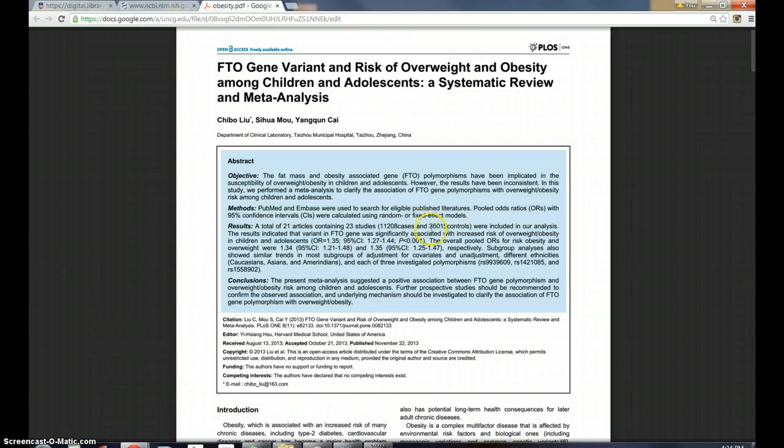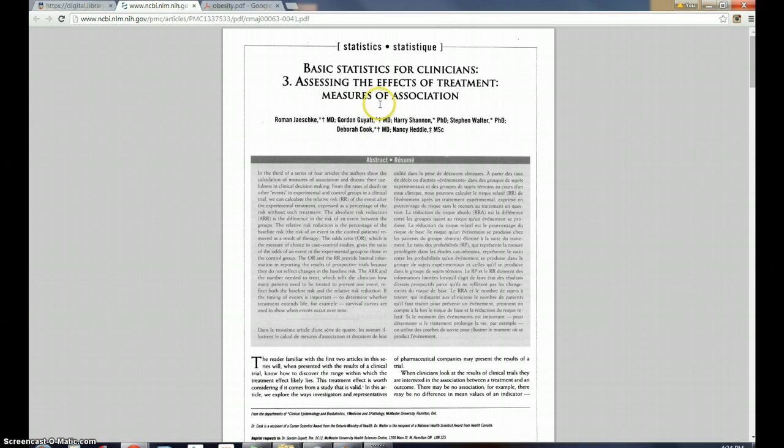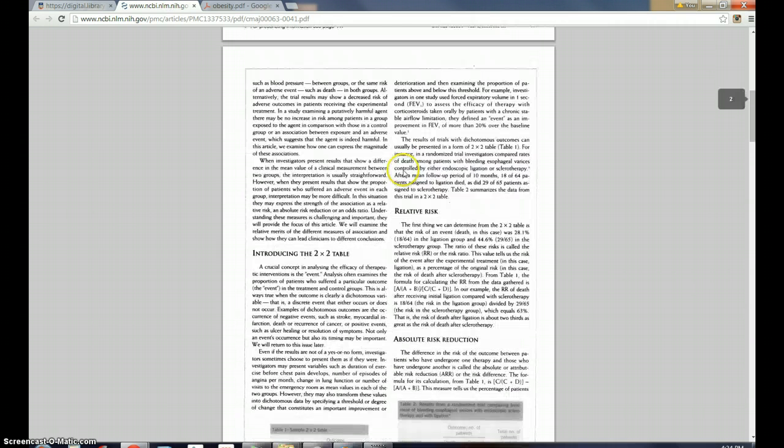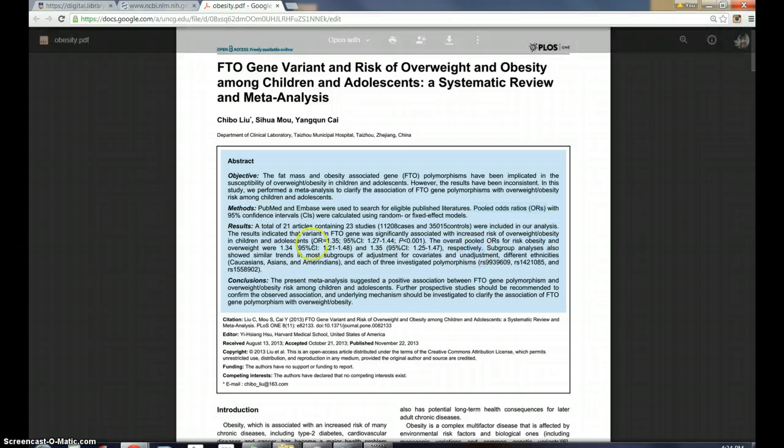Now, as I'm going through the abstract, the first thing I notice is that they're talking about pooled odds ratios. You can see that highlighted right here. Now, if you remember one of the readings from a previous unit, we talked about basic statistics for clinicians, and you're going to notice that relative risk, absolute risk reduction, and odds ratio are there. So you might want to take a second and go back and review this article on odds ratio. It might make the research article we're about to go over a little bit easier. So we're noticing that right away in the method section. And we know it's a systematic review meta-analysis because luckily it says it right in the title. And that's great. We don't have to go searching for it too much.